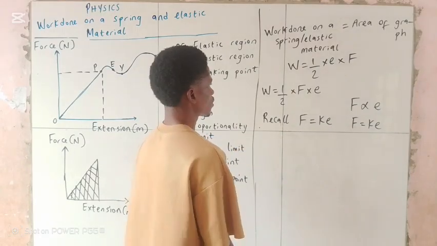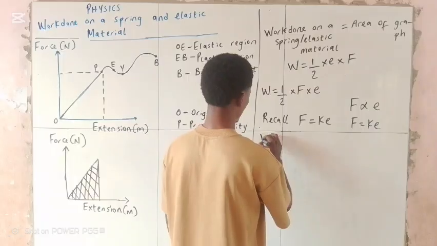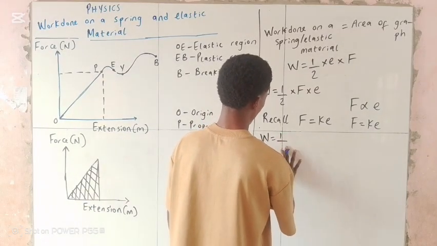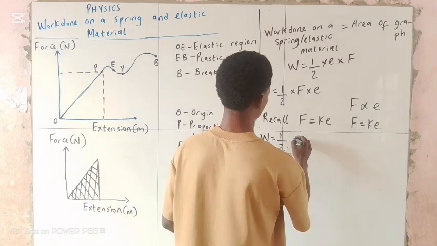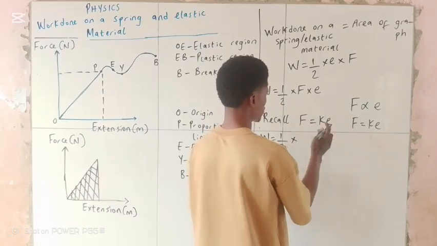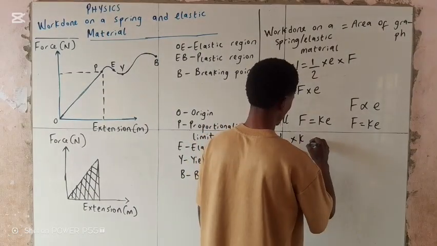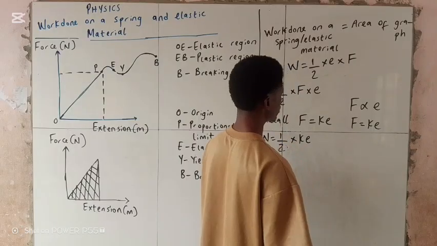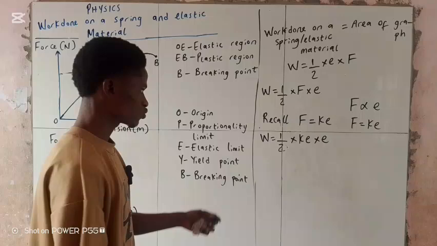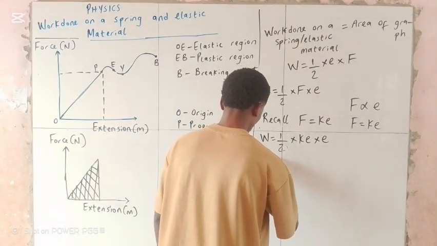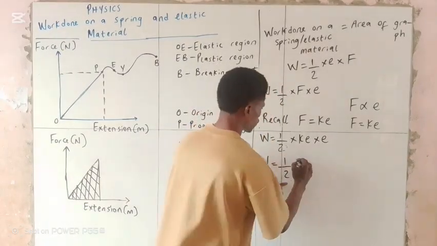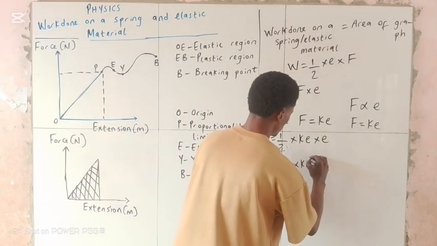If this is true, the work done on a spring is equal to half multiplied by my force here. My force here is now what? The spring constant and the extension. I'm going to have Ke multiplied by E. If that is true, my work done on the spring goes further to become 1 over 2 multiplied by Ke squared.